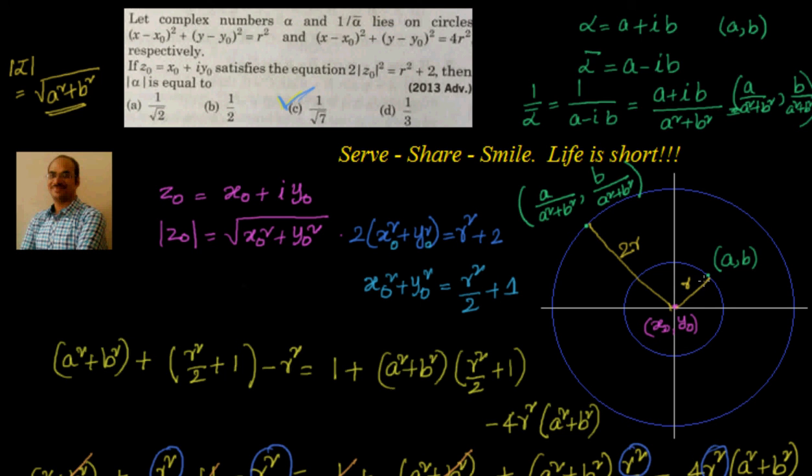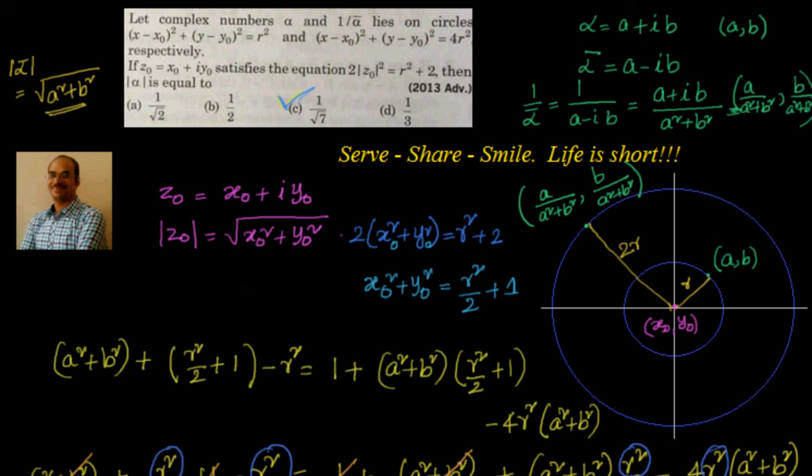First equation comes from taking alpha lying on the first circle. Second comes from 1 by alpha conjugate lying on the second circle. And third is a given condition which says that z0 is nothing but x0 plus iy0, and 2 z0 mod z0 square equal to r square plus 2.